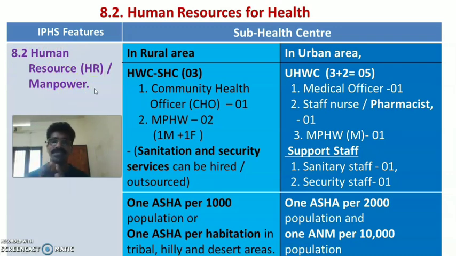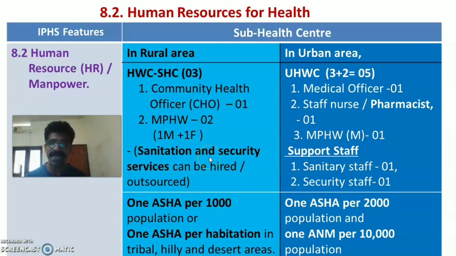As per IPHS standards 2022, the rural health and wellness center, sub-health center, should have a minimum of 3 people, and the urban health and wellness center should have 5 members. Okay, first is the rural sub-health center. First is the community health officer, CHO. So there should be one community health officer in the rural health and wellness center, sub-health center. Then multi-purpose health workers, that is 2, 1 male and 1 female. So health worker male and health worker female.